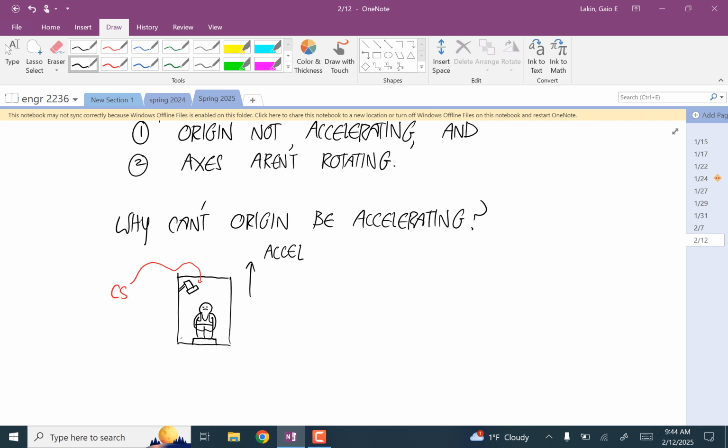Well, let's do it the other way, because I think it's a little more intuitive actually now that I think about it. So let's say that this is accelerating down. Let's say this is a little more morbid, but let's say this elevator's in free fall. But let's say there's a lot of pillows at the bottom, he'll be fine. Okay, so this person is accelerating. The coordinate system origin is also accelerating because it's fixed to the elevator.